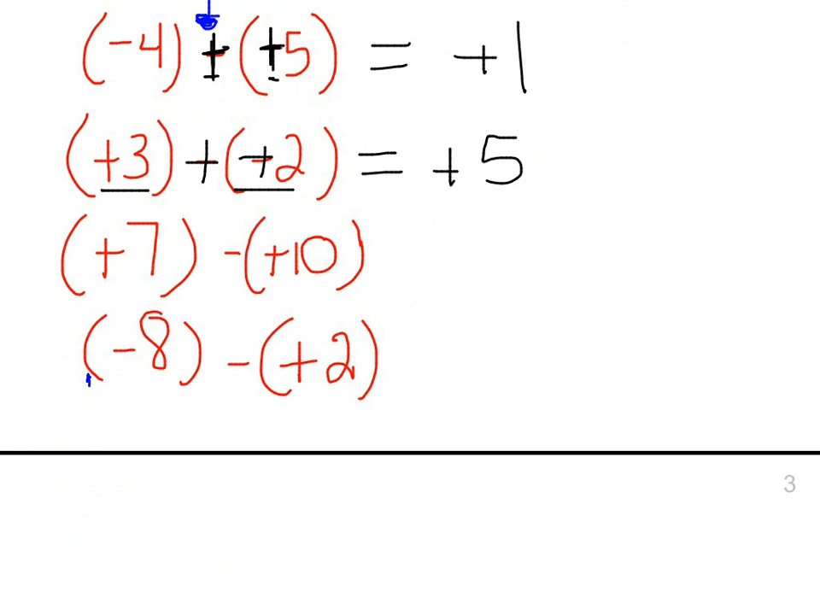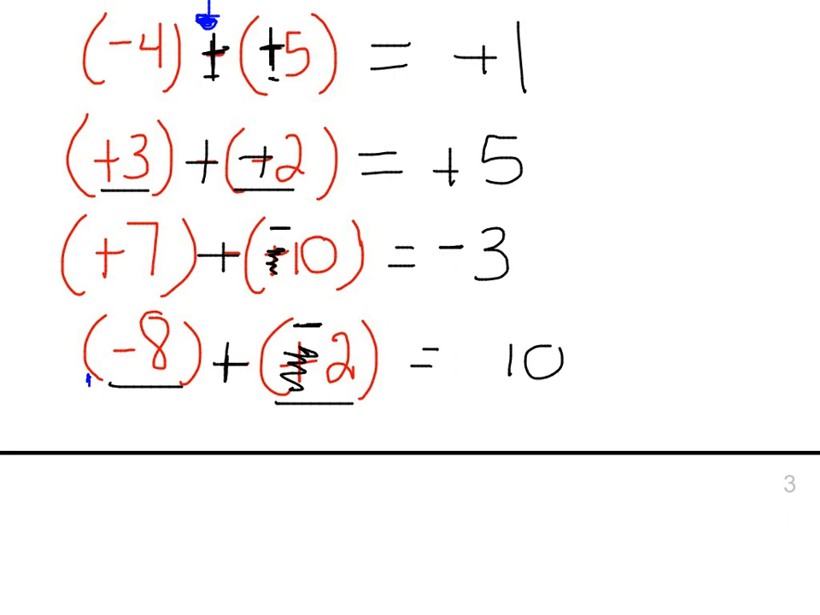Okay, now we have -7 minus +10. Change the subtraction sign to addition, and change the sign of the next number. Now we have +7 plus -10, signs are now different, positive and negative, so we subtract. 10 minus 7 is 3, and 10 is bigger than 7, so our answer is negative. Okay, last one, we have -8 minus +2. We change that minus sign to a plus sign, and then change the sign of the next number. Now we follow addition rules for integers, and we have a -8 plus a -2. Signs are the same, so we add and keep the same sign.